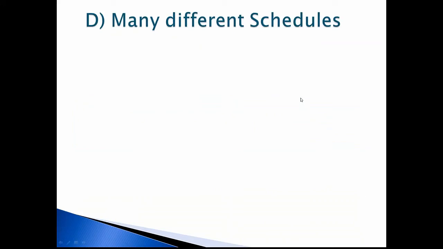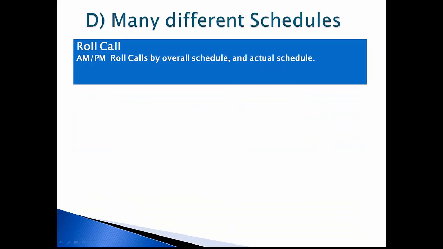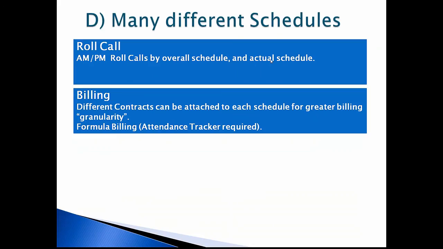And this is just really the same thing, only broken down into even more schedules. So you can really run the same reports, the overall schedules and actual schedules. Those will run the same, but the advantage to this is that if they're not scheduled at all, then they won't show up. Either way, the roll call reports work either way, with one large schedule or many different schedules.